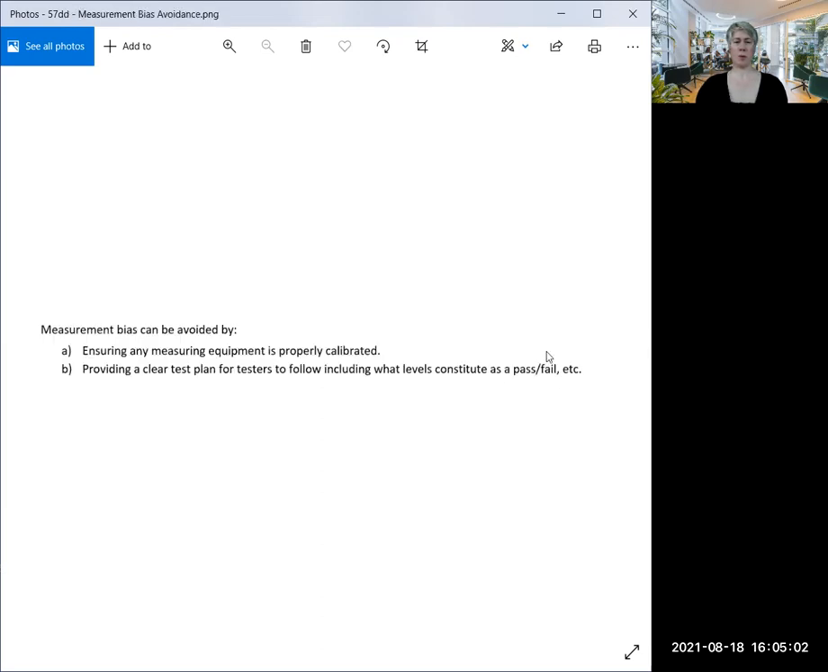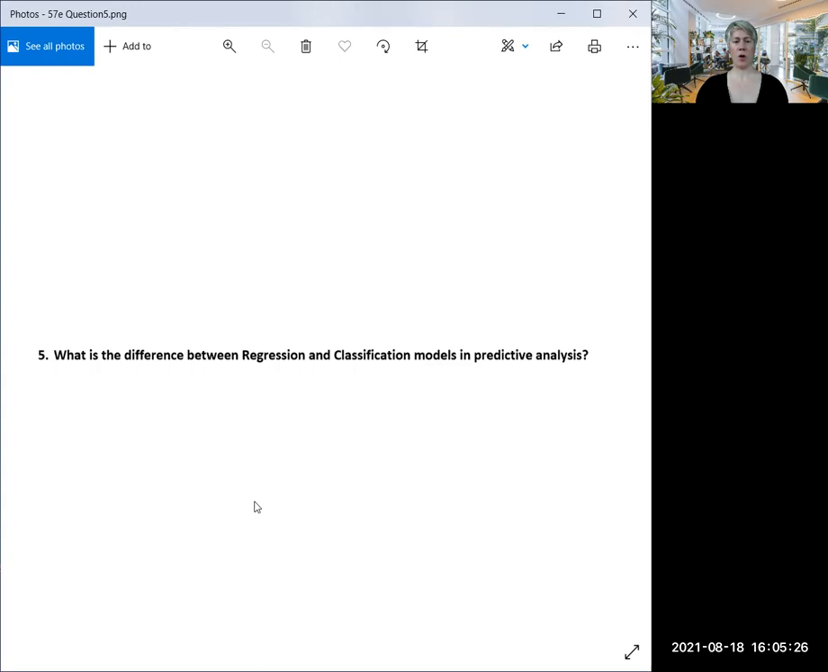Ways to avoid measurement bias depend on the situation, but one is, if you're using measuring equipment, to ensure that it's properly calibrated. And secondly, if you create a clear test plan for the testers to follow, people know then what constitutes a pass or a fail. Saves making things up. Number 5, what is the difference between regression and classification models in predictive analysis?